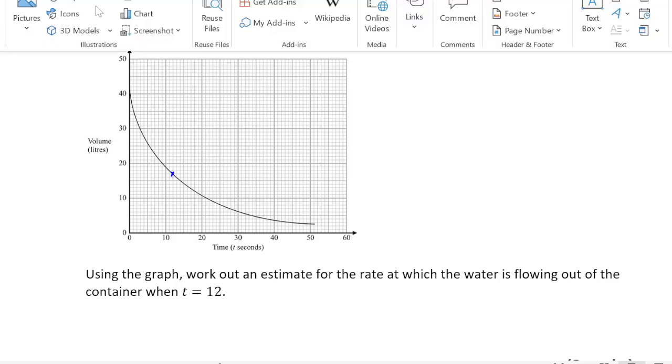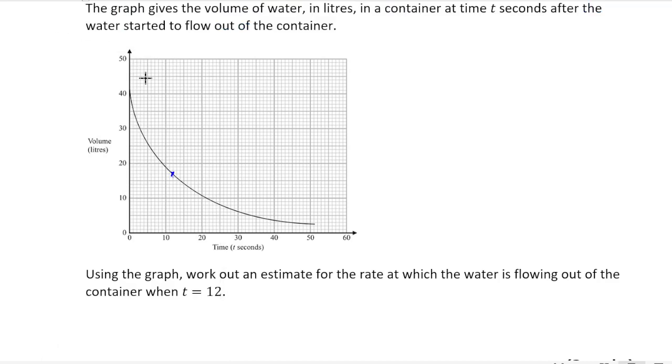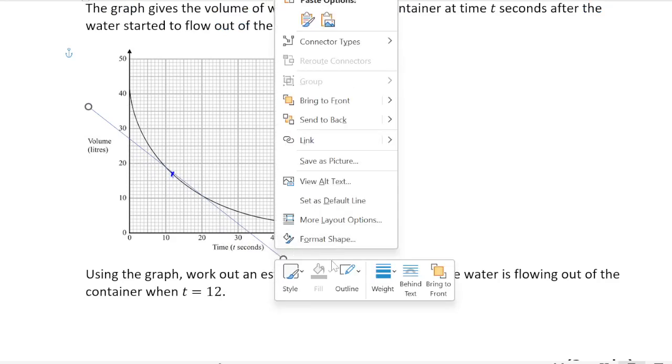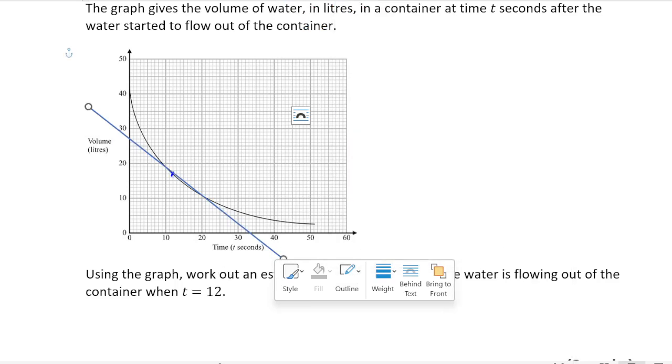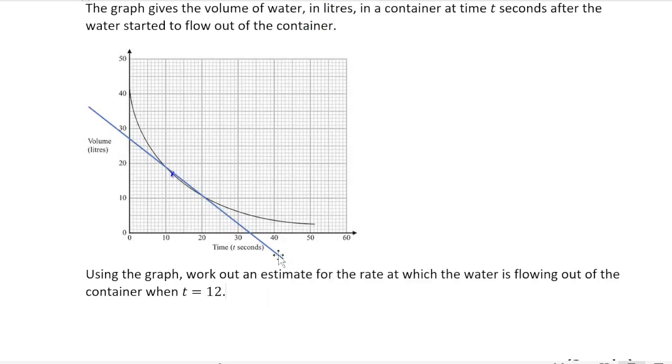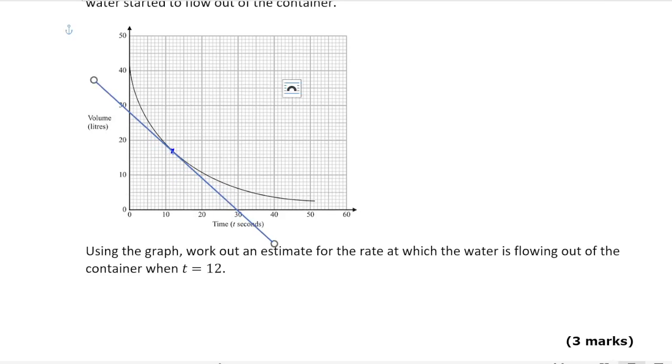So again, I'm going to try and keep my working neat today. So if I place a line in to start off with, I want to just add a bit of weight to that. There we go. And then I want my tangent to just touch my graph at that point. So if I look at exactly where I want to place it, that looks pretty good. And then I need to find the gradient of that line.